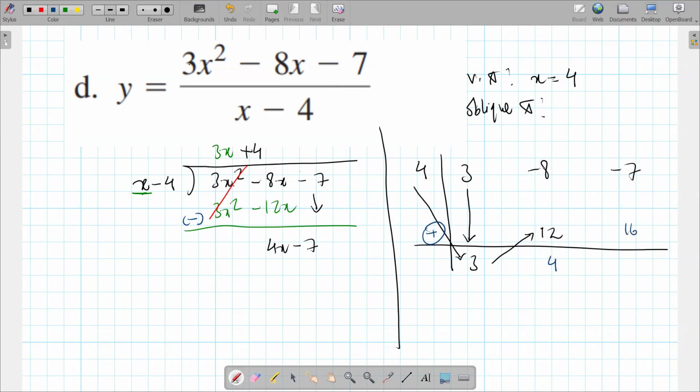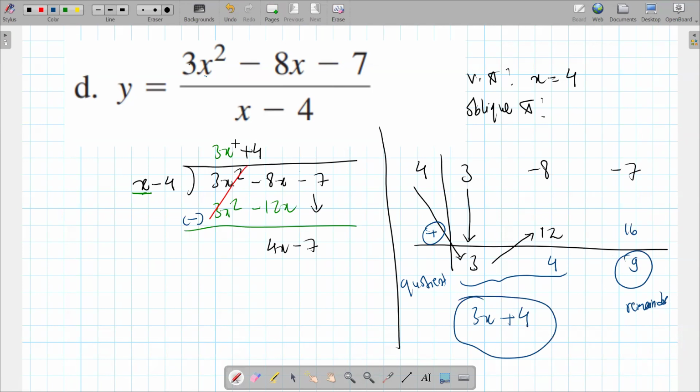Negative 8 plus 12 is a 4. 4 times 4 is a 16. Negative 7 plus 16 is what? 16 minus 7 is a 9, right? This is your remainder. We don't care about remainders when we're looking for oblique asymptotes. This is our quotient. We had an x squared. We divided by x. That means the power of this is x. But x power 1, that means the power of this is x power 0 or no x. There we go. That is the oblique asymptote, 3x plus 4. You can use either approach for this question because the divisor was linear.